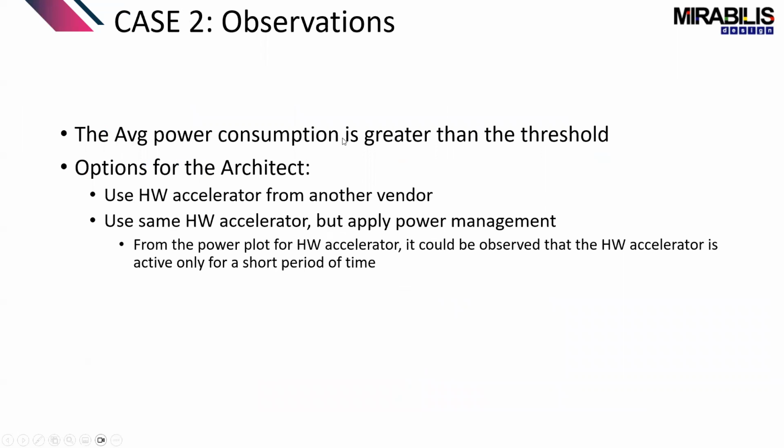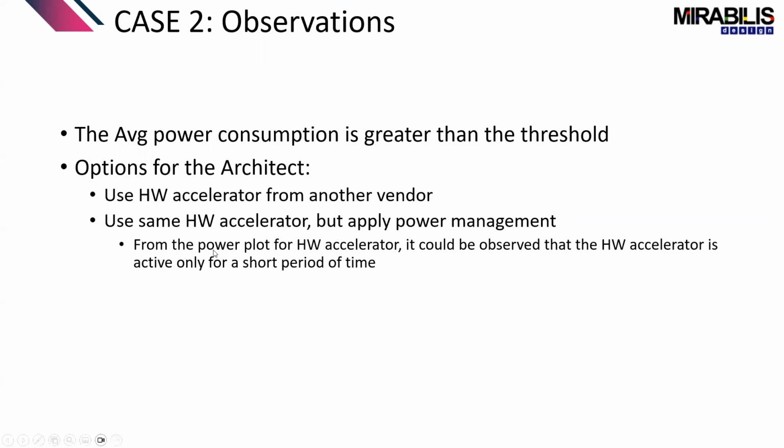Now, since the power requirements are not met, we are making some observations. Our average power consumption is greater than the threshold. As a result, there are a few options for the architect. We can use hardware accelerator from another vendor. That means we have to buy another vendor's product and include it in the SOC design. Or another option is to use the same hardware accelerator, but apply power management technique.